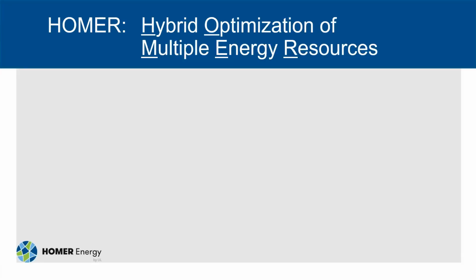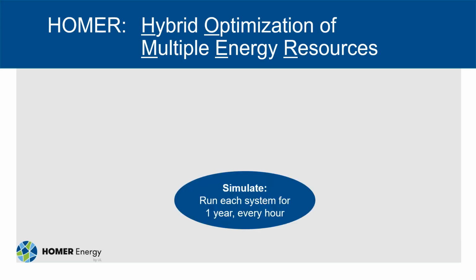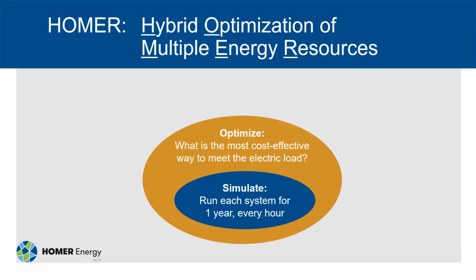HOMER is actually an acronym for Hybrid Optimization of Multiple Energy Resources. At its core, HOMER is a simulation engine. It simulates the operation of an electric power system for 1 year, hour by hour, or even minute by minute. And then at each one of these time steps, HOMER looks for the most cost-effective way to meet the electric load. So that simulation step tells you how one system operates.